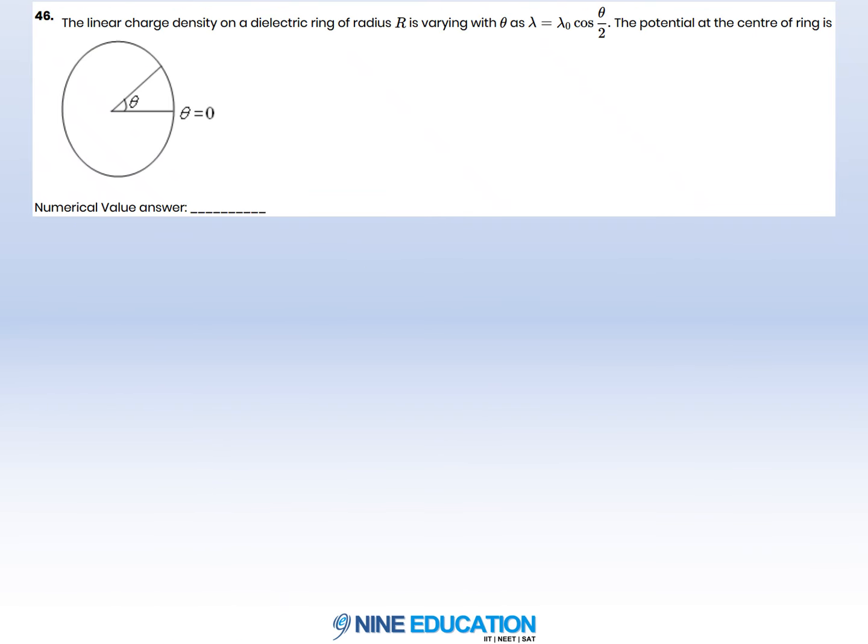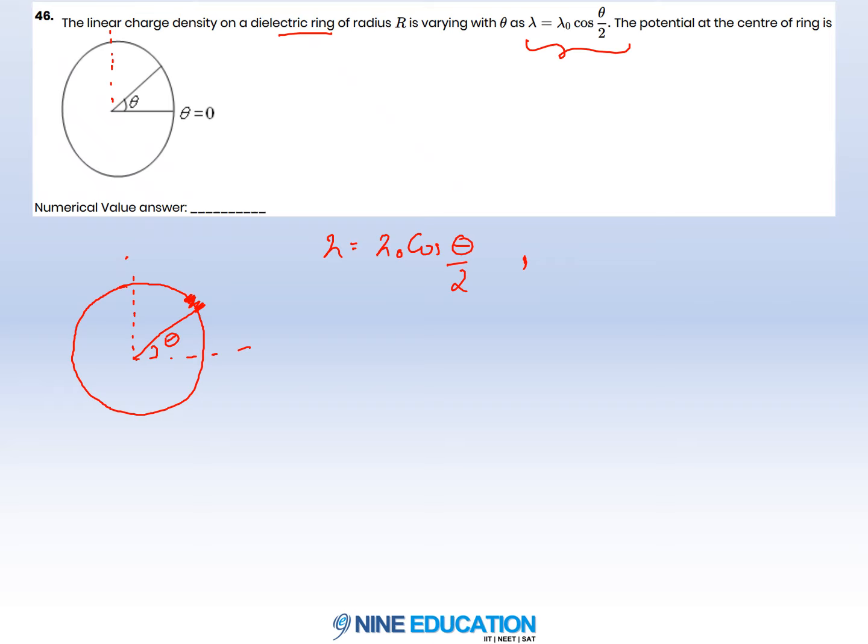In this question, the linear charge density on a dielectric ring varies as theta. So in this question, charge density, let's check this. I'm making the diagram. At any point, charge density is lambda equals to lambda naught cos theta by 2. So what we have to calculate? Potential. So potential due to a small element, let's take this element at angle theta, and this small angle is d theta.